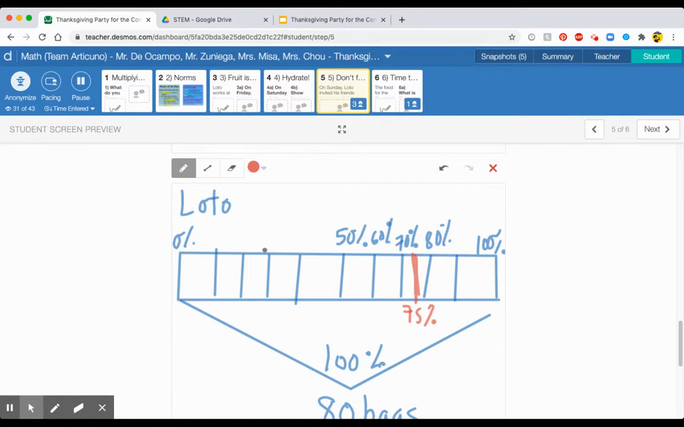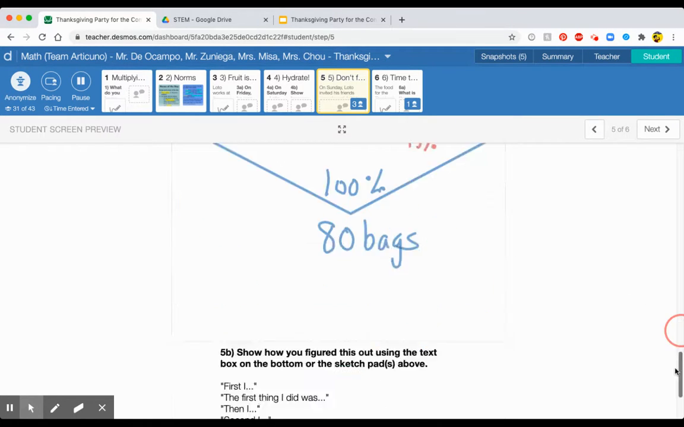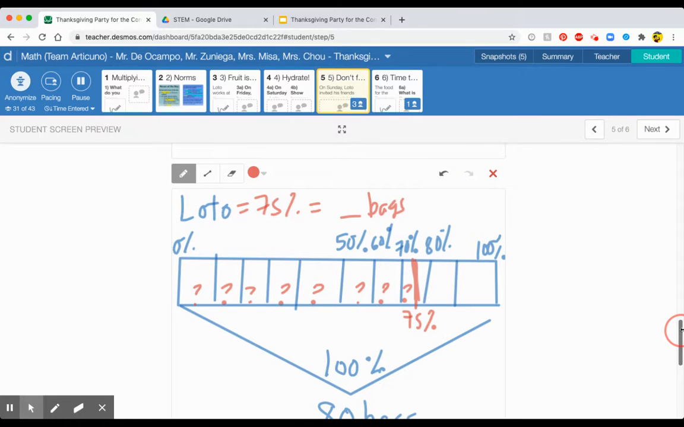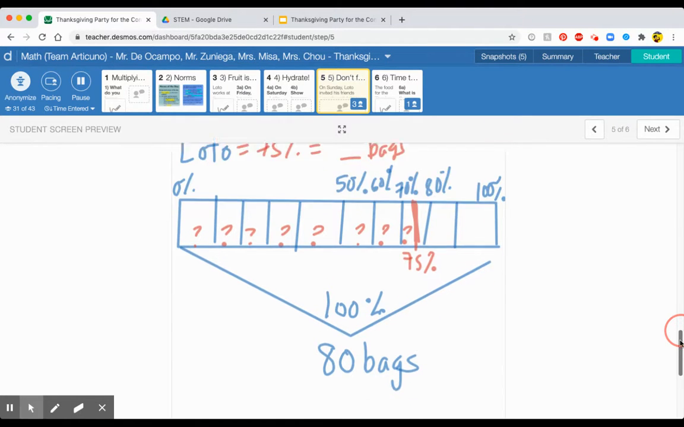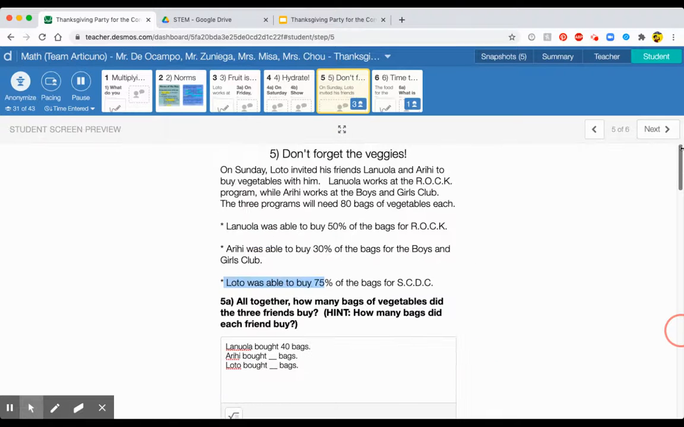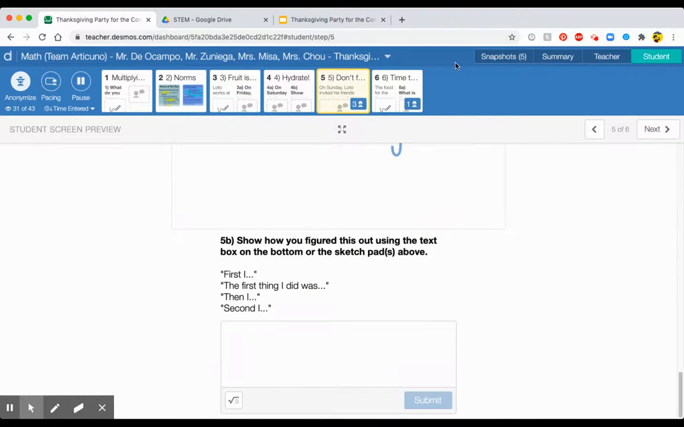So you might want to play with this model or another model of the health bar. You may be cutting this not just in tens, or you might be cutting it in a different way. And doing the same things to figure out what goes here can help you figure out the 75% answer. All right, so good luck with that overall. Use the different boxes to work on something for Loto. Work on a diagram for Loto, Arihi, and Lana Ola. Hopefully these are helpful hints.